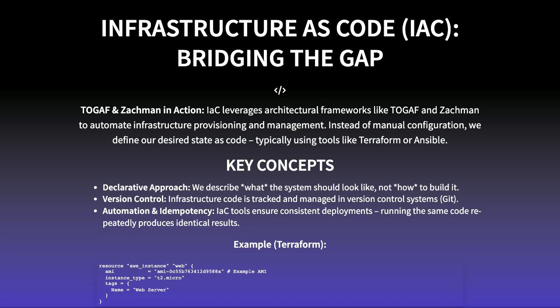We also track this code in version control systems like Git, which means we can easily roll back changes if needed. And because IaC tools are designed to be idempotent, running the same code multiple times will always produce the same result. A quick example shows how Terraform defines a basic AWS instance. It's about taking these high-level architectural concepts, TOGAF and Zachman, and using IaC as the way to actually build them out. So, you'll want to explore different IaC tools and figure out which ones best fit your organization's needs.